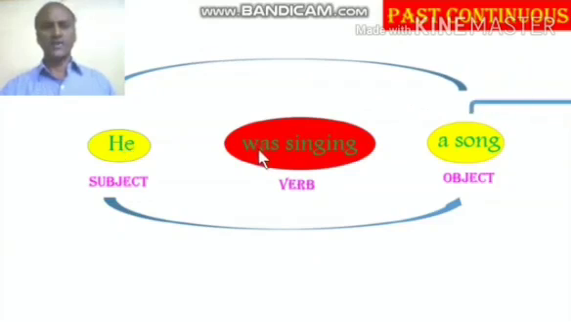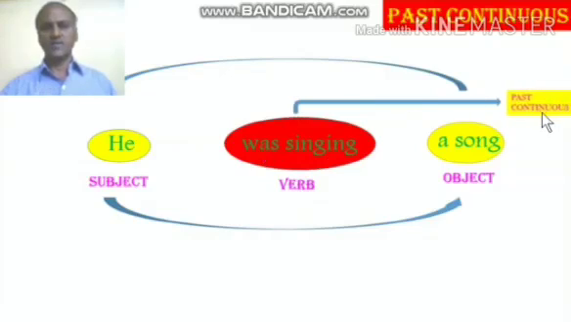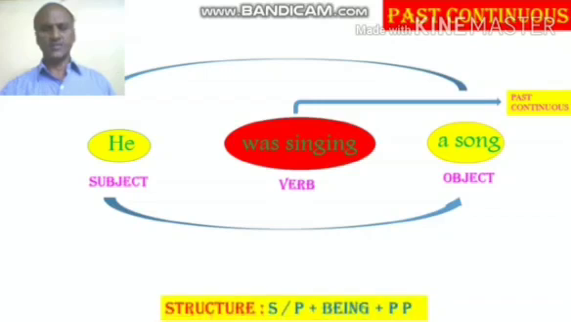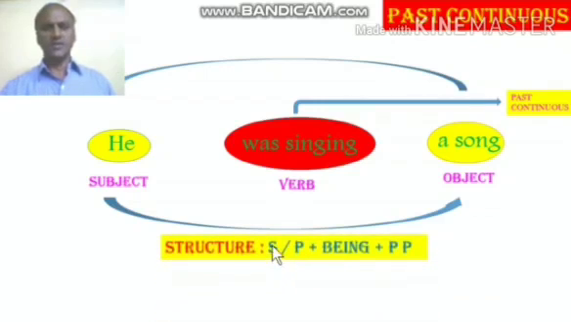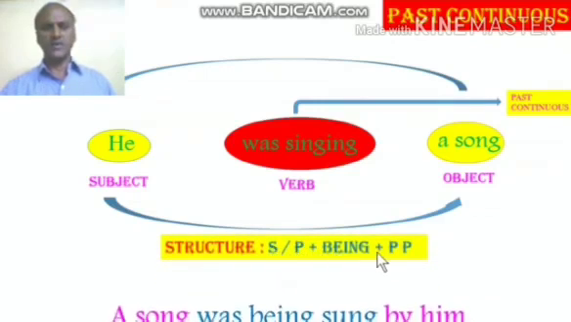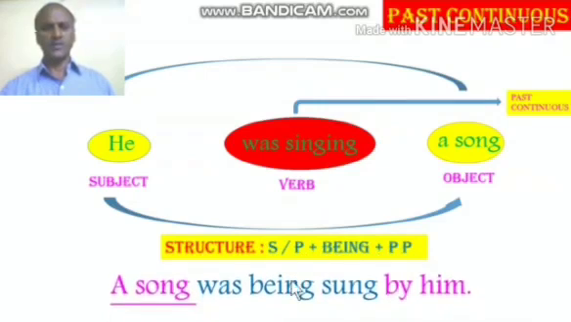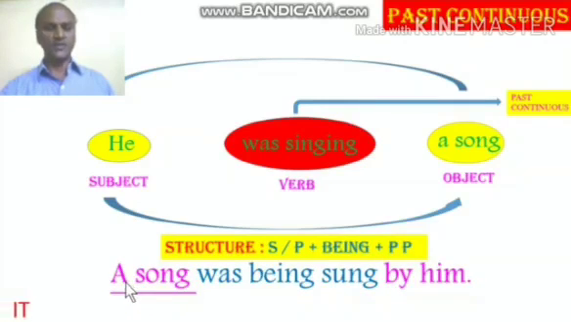Then the third step is to identify the verb. The verb is in past continuous. Since the verb is in past continuous, we need to follow a structure. And what is the structure to be followed? Singular/plural plus being plus past participle. So the answer for the passive voice is: a song was being sung by him.